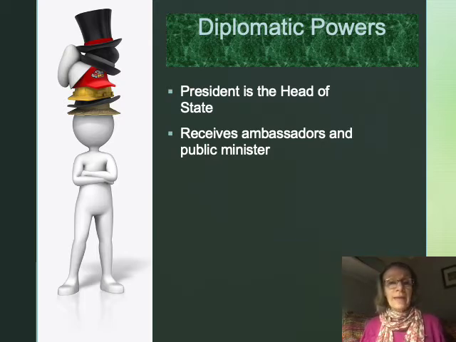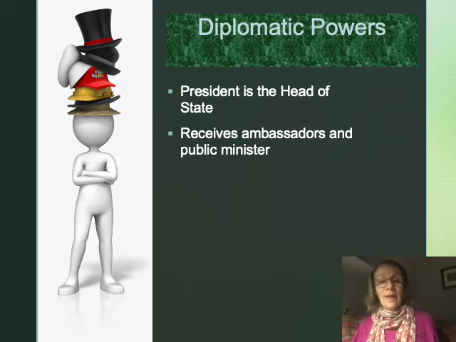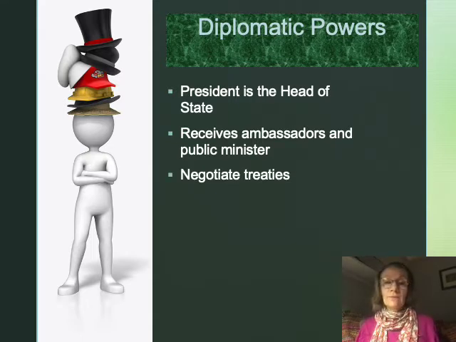As the head of state, too, the president welcomes other heads of state. So oftentimes, when a head of state comes from another country, there will be a big state dinner at the White House that basically wines and dines the head of state in order to develop a good relationship with that country in order to engage in some treaties. And that's another power that the Constitution gives the president as it relates to these diplomatic powers. Only the President of the United States has the power to negotiate treaties with other countries. And so that's a power that's exclusive to the President of the United States.